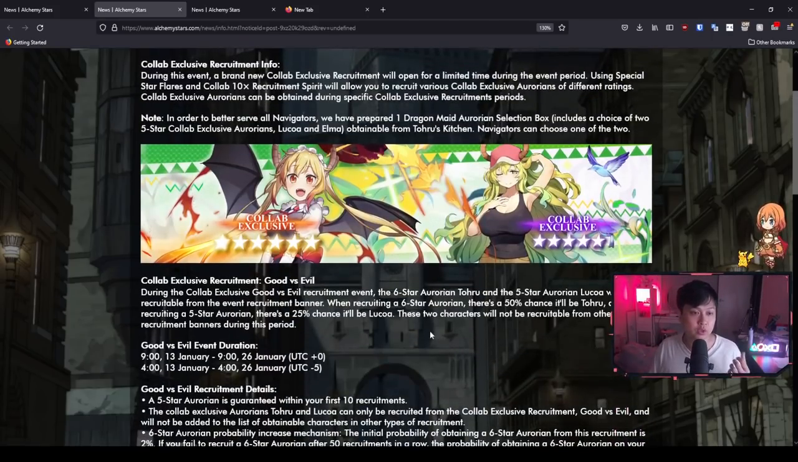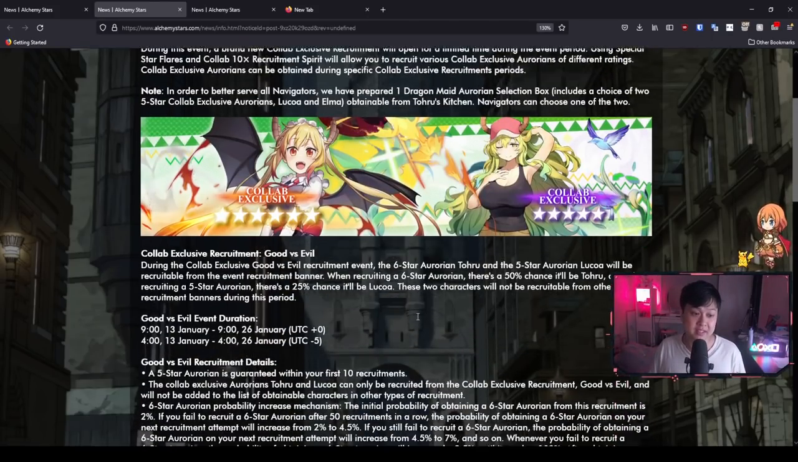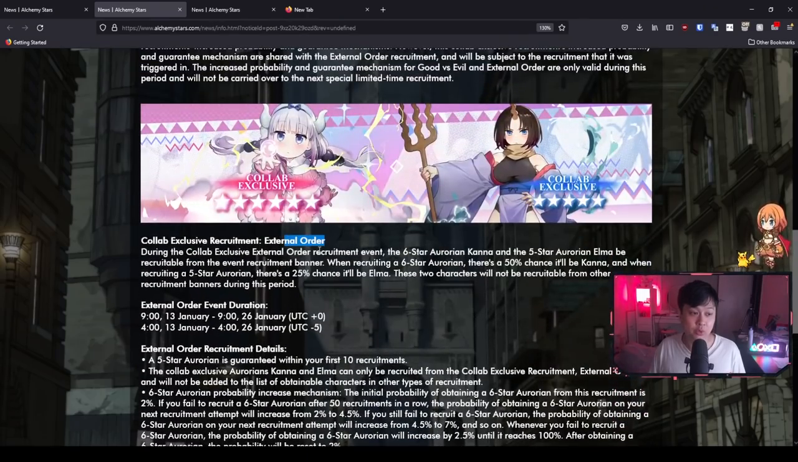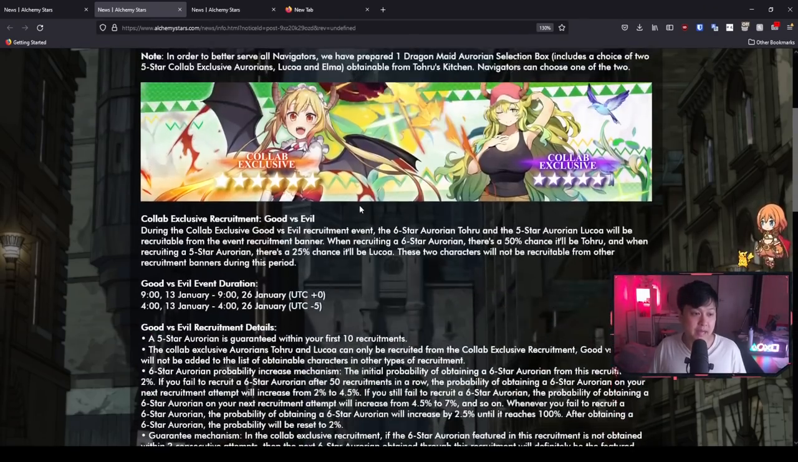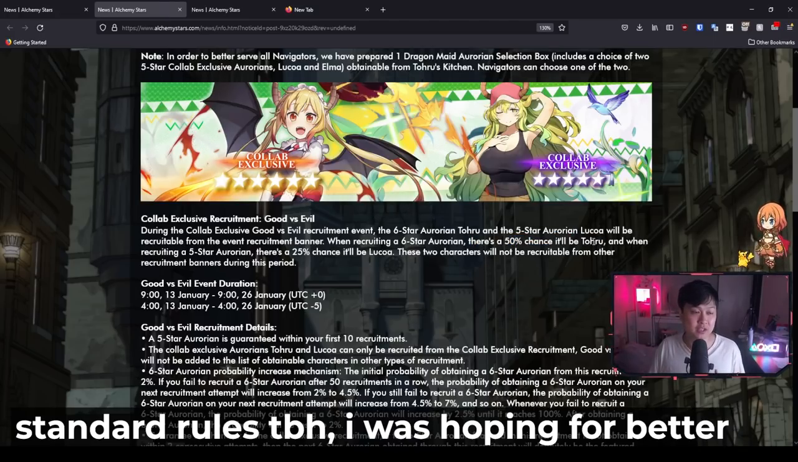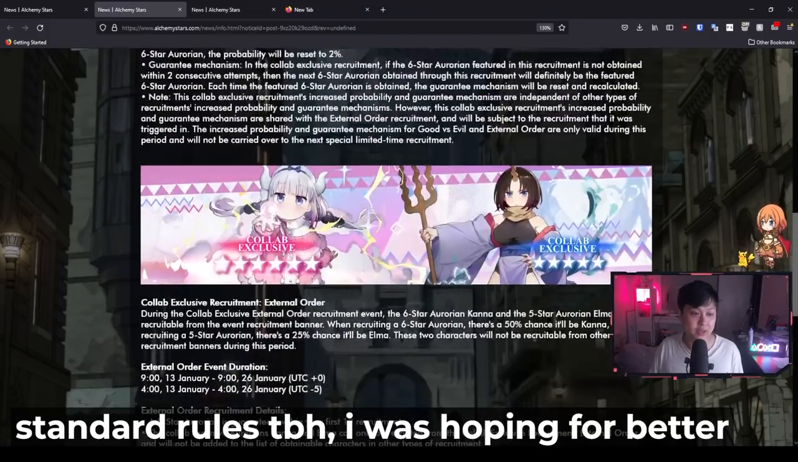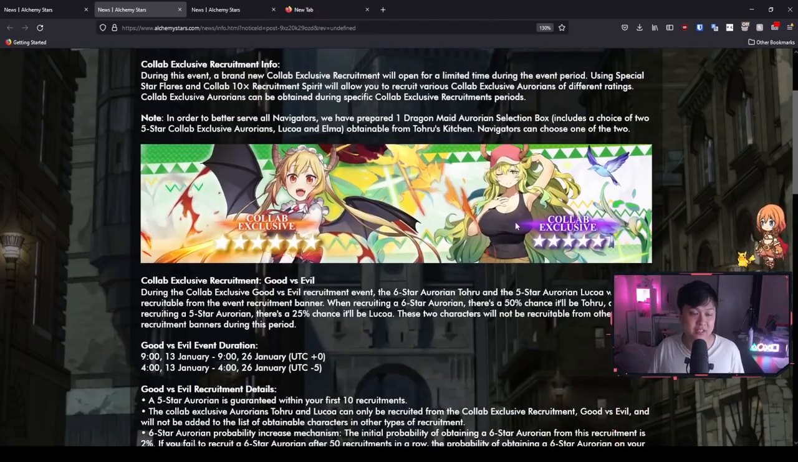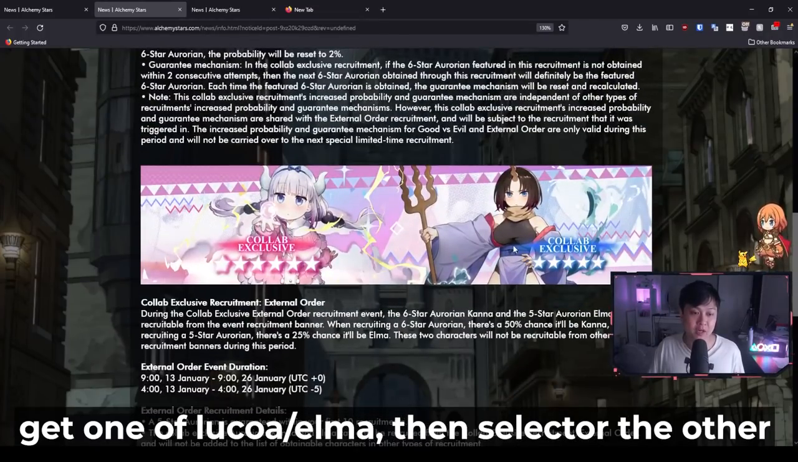So let me go through all of the most important information for these guys here. This banner over here is called Good and Evil, and the other one is called External Order. Whenever we roll on these two banners, if we hit a 6-star Aurorian, there is a 50% chance that it's going to be Toru on this one and Kana on the other one. On the other hand, if we hit a 5-star Aurorian on either banner, it's going to have a 25% chance of being Lukoa on this one and Elma on this one over here.